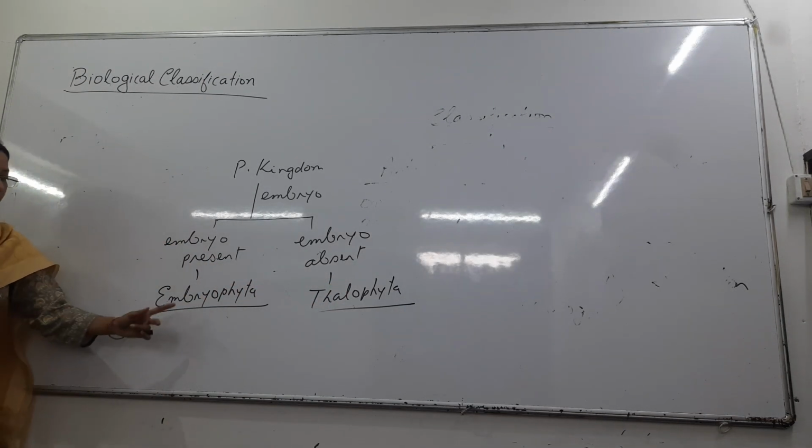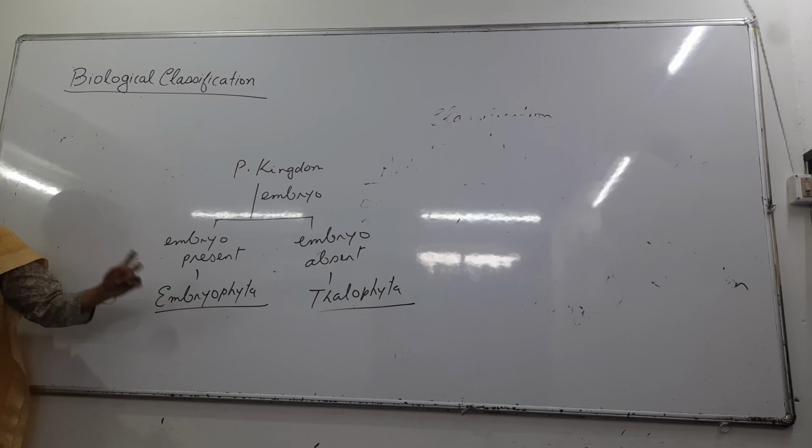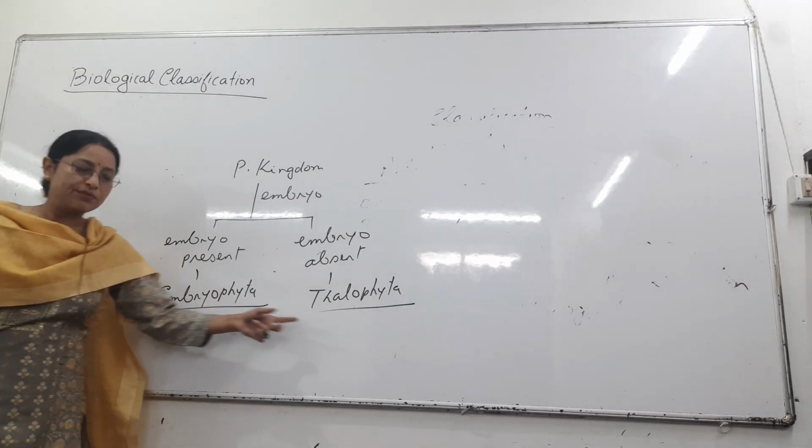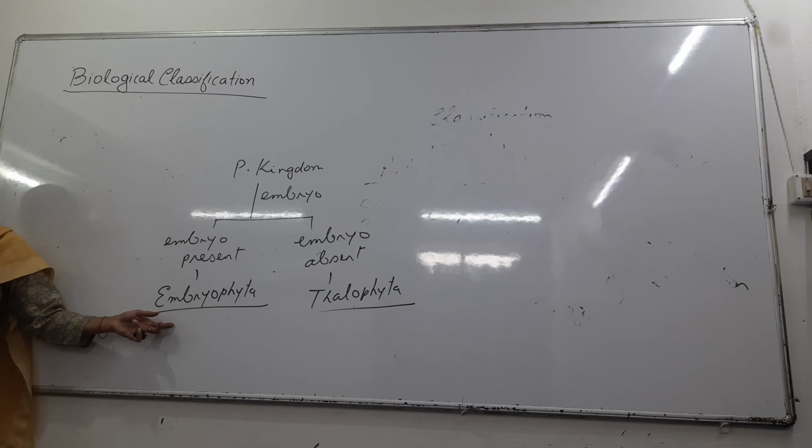The rest, when we talk about embryophytes, start from bryophytes onwards. When we talk about plants, we always have to remember that they are divided into 5 groups: algae, bryophytes, pteridophytes, gymnosperms and angiosperms. Thallophytes are algae, and from bryophytes onwards they are called embryophytes. Why? Because the embryo is present.